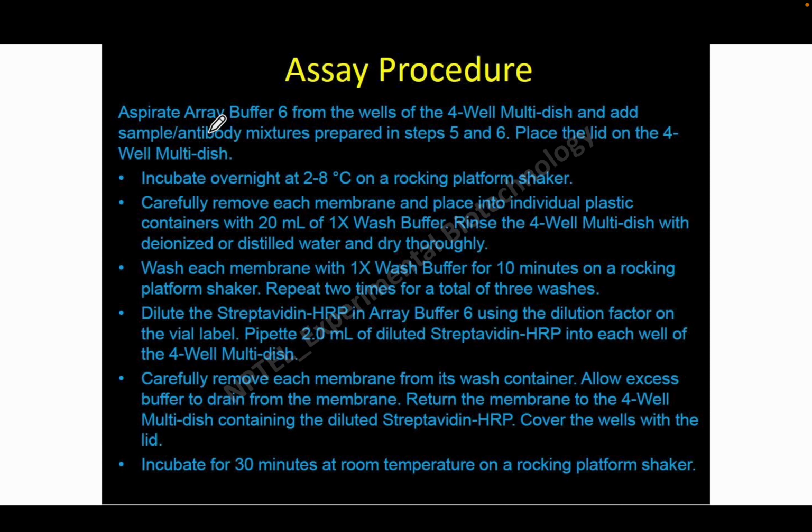So now you have to aspirate the array buffer from the wells and add the sample and antibody mixture. Now again you have to incubate overnight on a rocking platform. Carefully remove each membrane and place it into an individual plastic container with 20 ml of wash buffer. Now you have to do the wash. Wash each membrane for 10 minutes on a rocking platform. Then you have to dilute the HRP in array buffer using the dilution factor on the vial label.